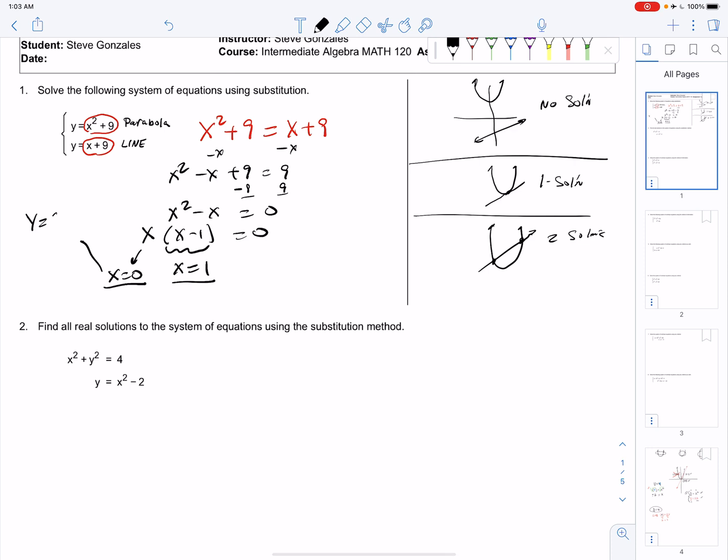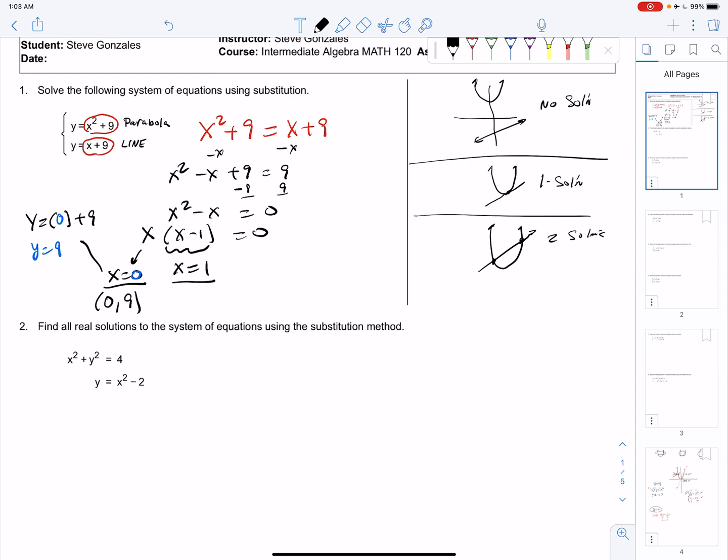That's y equals x plus 9. What is the x value in this case? Well, the x value in this case is 0. So therefore, y equals 9. Okay, I think we've got our ordered pair here. We've got (0, 9). There's one solution, (0, 9).